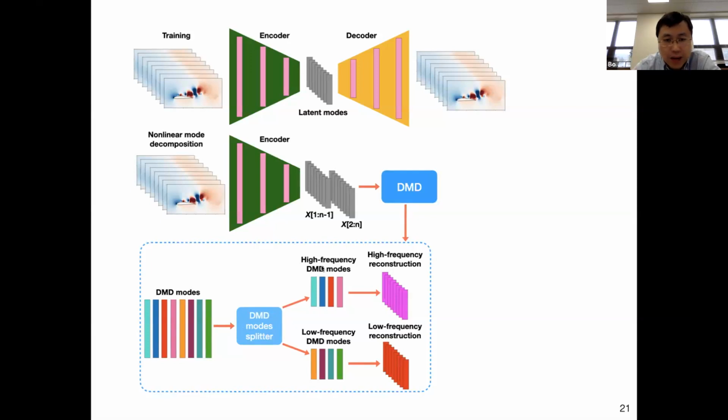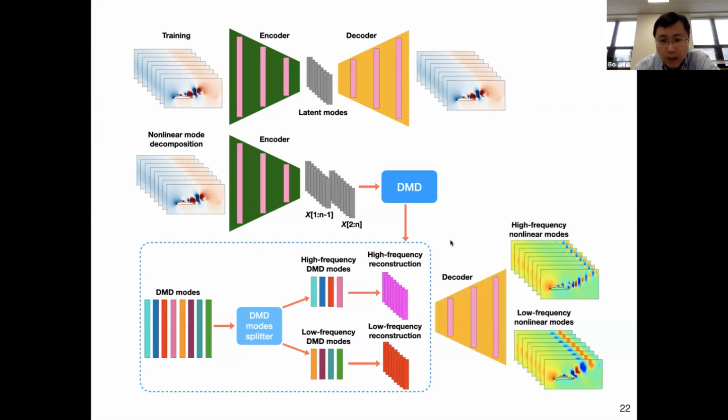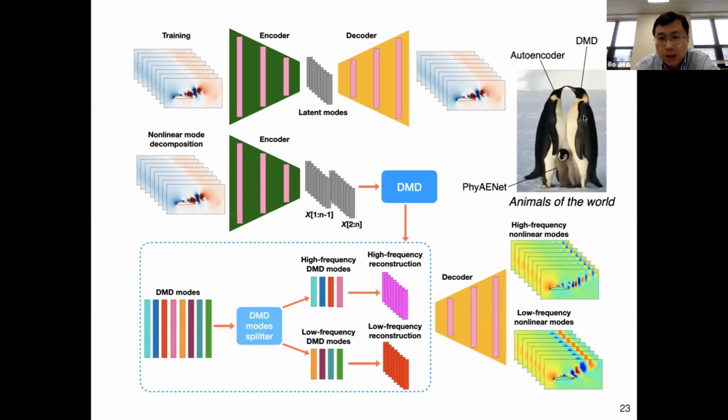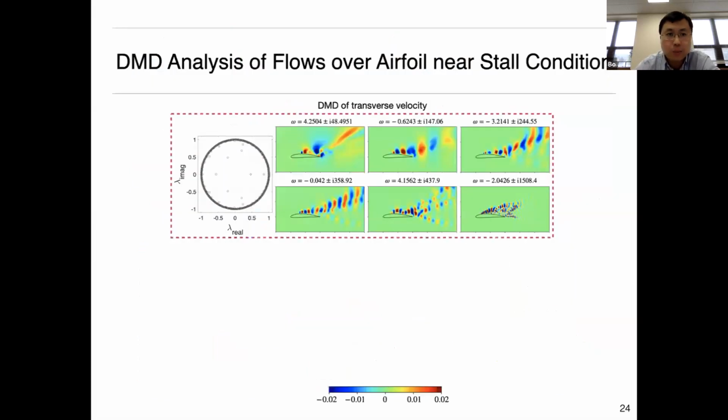Then the high and low frequency DMD modes are obtained, covering different frequency ranges by the DMD mode splitter. Those high and low frequency modes are fed into the decoder part of the well-trained autoencoder to obtain the nonlinear modes covering different frequency ranges. Hence, the AENet can be seen as a combination of autoencoder and DMD.